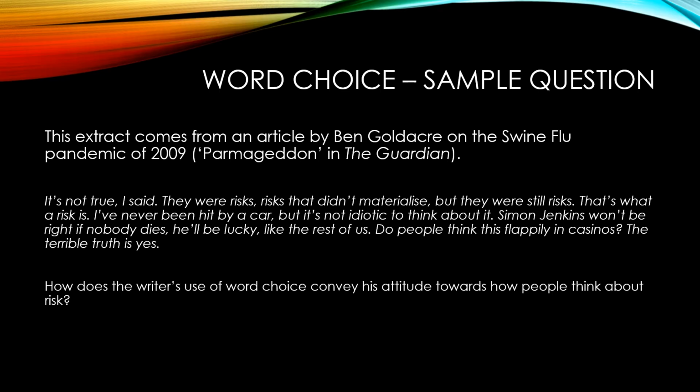So the question I've set to go along with this is, how does the writer's use of word choice convey his attitude towards how people think about risk? And here I've highlighted the two words that I think are most relevant to conveying the writer's attitude towards risk. Those words being flappily and terrible in the phrase terrible truth.